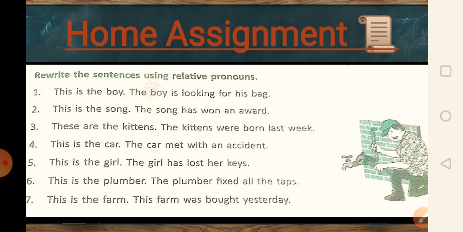Now I am giving you homework. In this homework, rewrite the sentences using relative pronouns. As we have read, in relative pronouns we join two sentences with which, whom, who, etc. You have to do this work in your notebook.